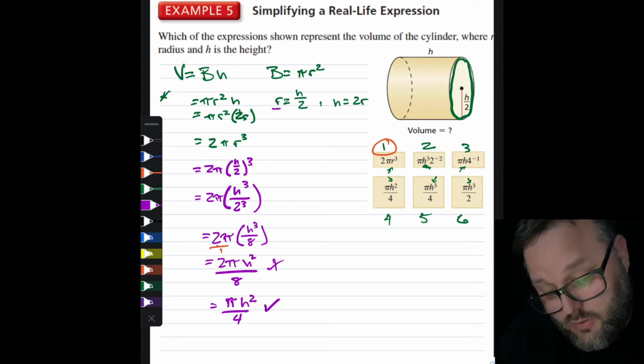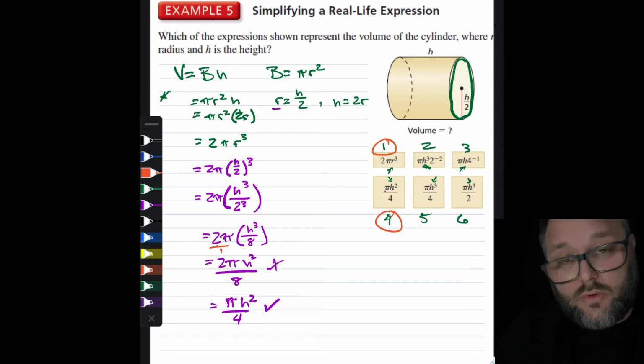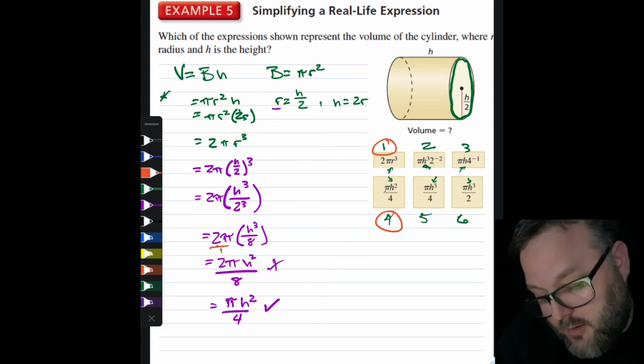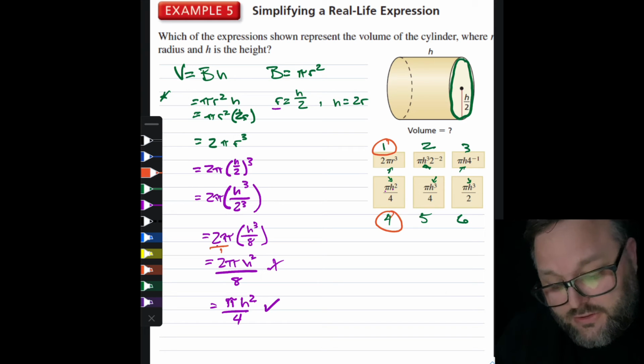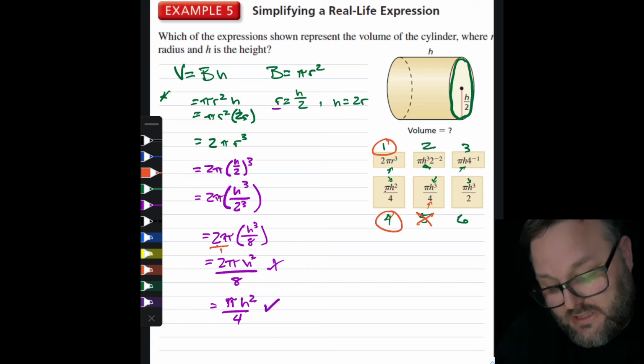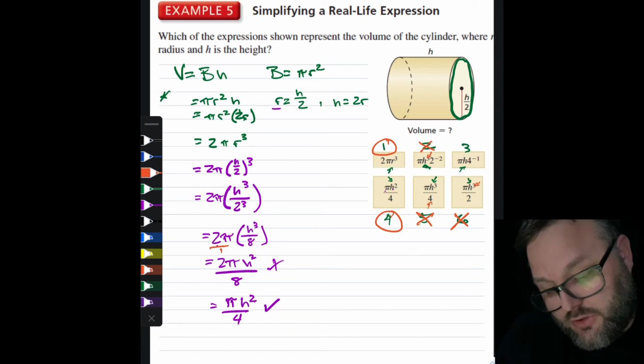All right, so we're using pi h squared over 4. I know that I've got a pi h squared over 4 as option number 4. So yay, this is a good one. This is one of the expressions that shows the volume of the cylinder. But do any of the others become the question? Because we have a 4 here in the denominator, I need to double check it. There's no h to the third, so number 5 is not it. So again, I don't have a third here, so number 6 is not it. I don't have a third for my h here, so 2 is not it.